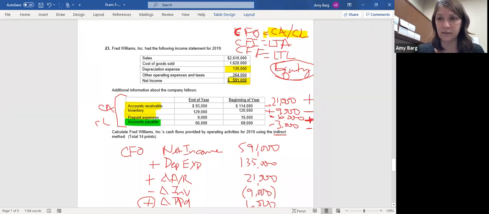Net income is sales revenues, right, minus expenses. So the net income already includes all the money that came in from customers and all the money that we paid out, all the expenses. So that's where the difference is. Does that make sense?